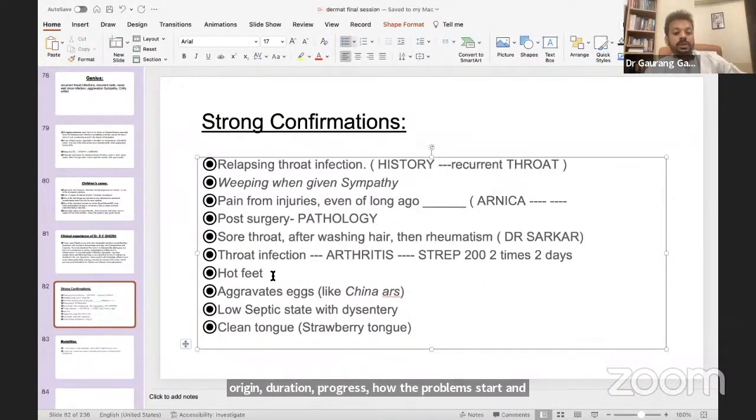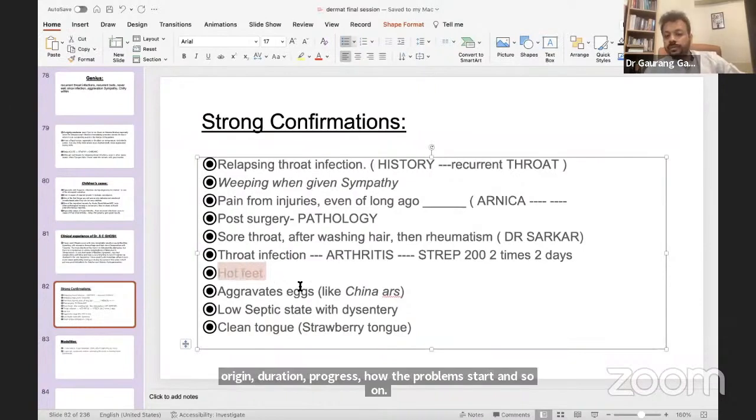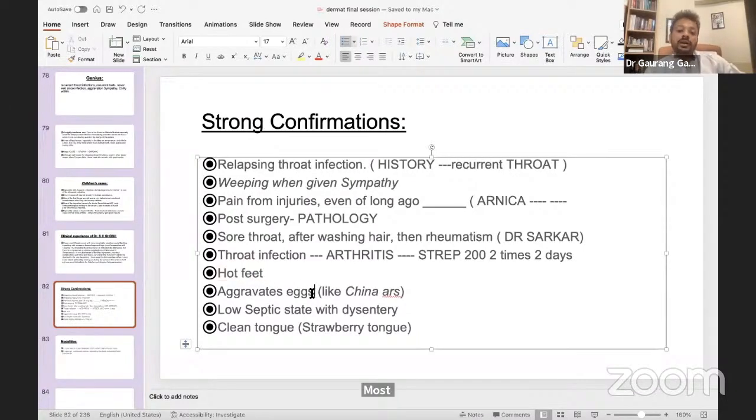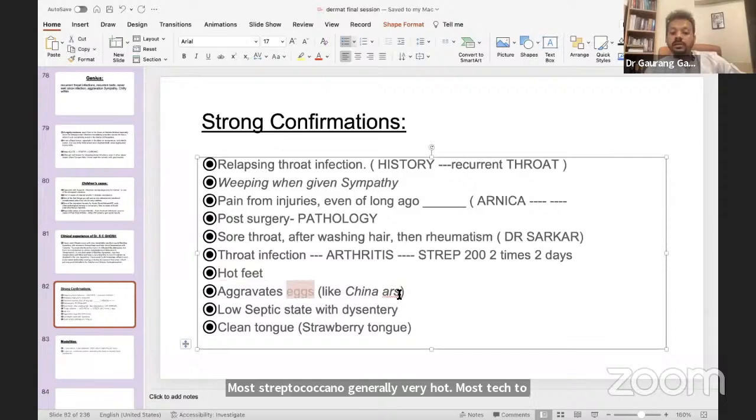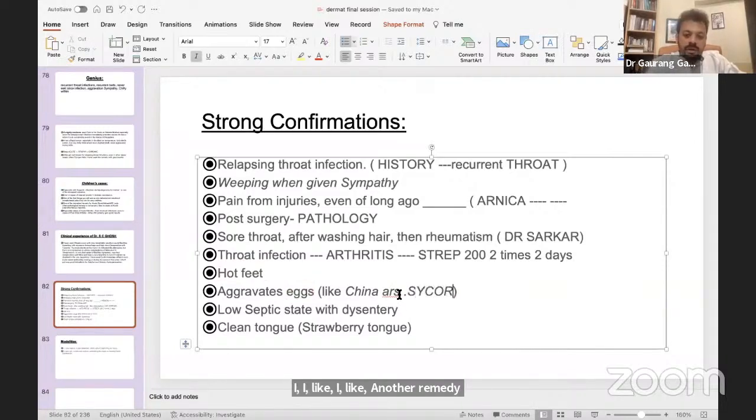Most Streptococcinum patients are generally very hot. Most Streptococcinum are aggravated by eggs, like China, Arsenicum. Another remedy is Pyrogenium compound, which also has bowel nausea. Low septic state with dysentery, and finally a clean tongue.